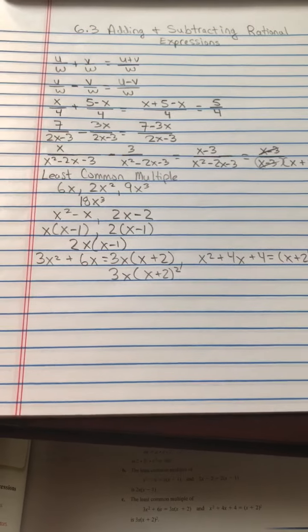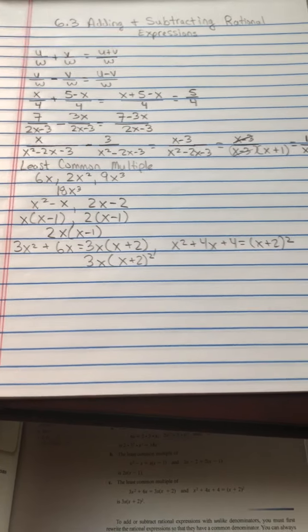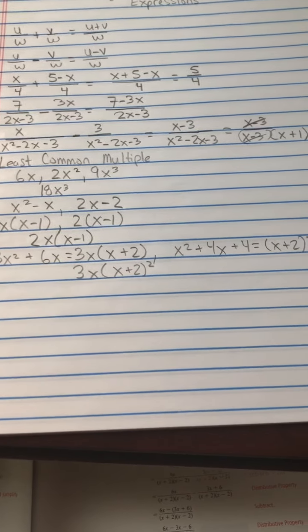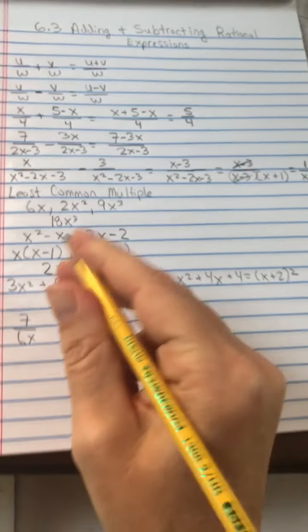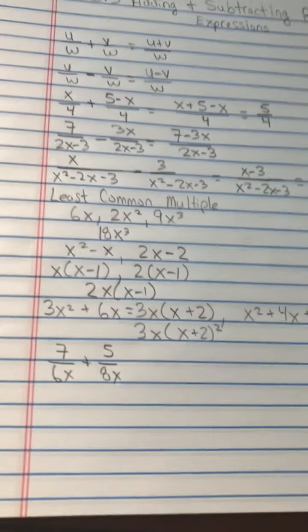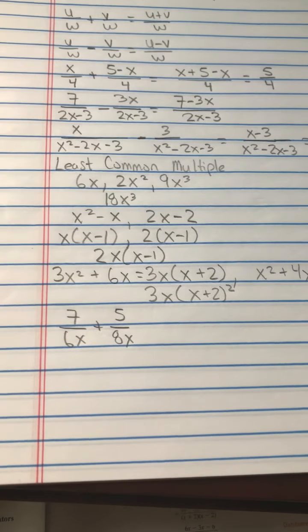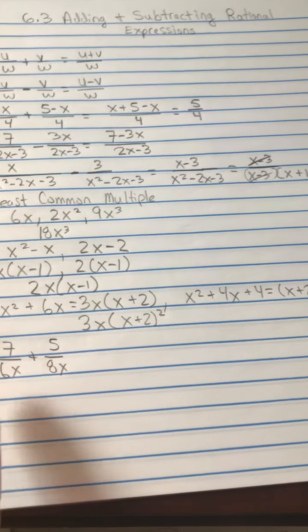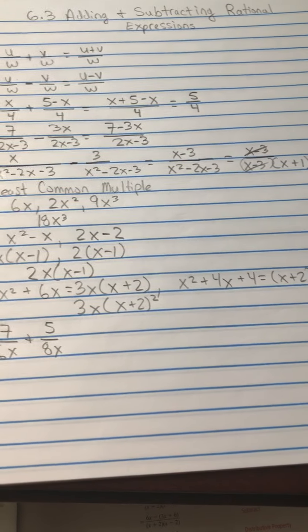So like I said, it's a baby step because then when we add and subtract fractions that don't have a common denominator, we're going to have to find the common denominator before we can add or subtract the numerators. So if we're adding 7 over 6x plus 5 over 8x, all right, the first thing they have to do is find the common denominator between 6x and 8x. So both 6 and 8 go into 24. 8 goes in there 3 times, and 6 goes in there 4 times. So we're going to multiply by 4 and by 3.